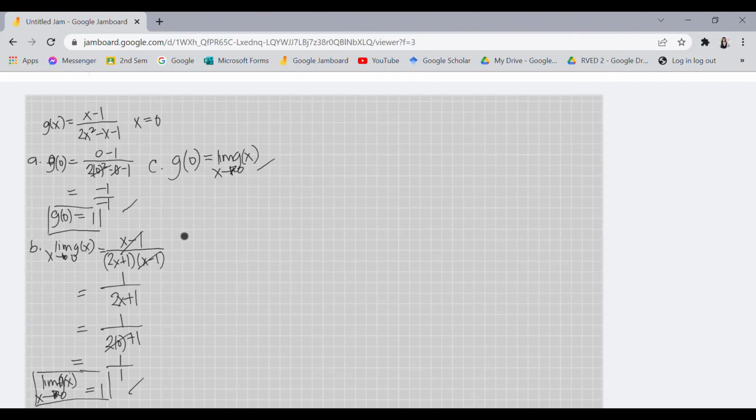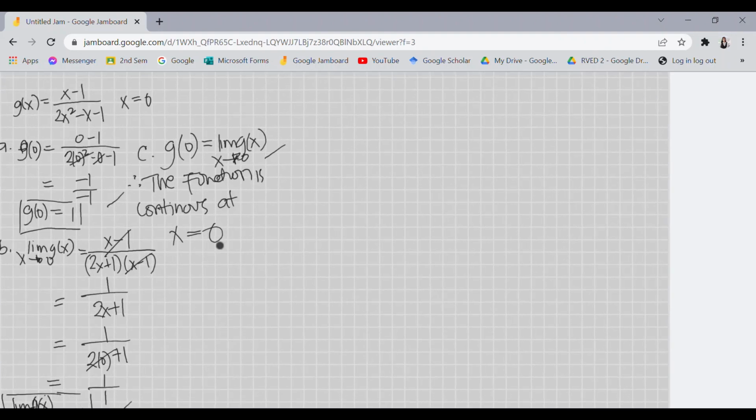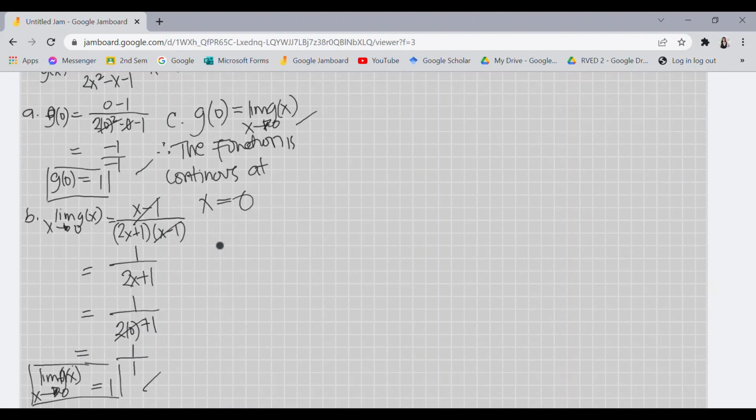So, if A, B, and C are all satisfied, you can now write, therefore, the function is continuous at x equals 0. Okay? The reasons are g of 0 is equal to 1, limit of the function is equal to 1, and they are both equal to each other. So, the function now, as discussed, the continuity, it is continuous at x equals 0.